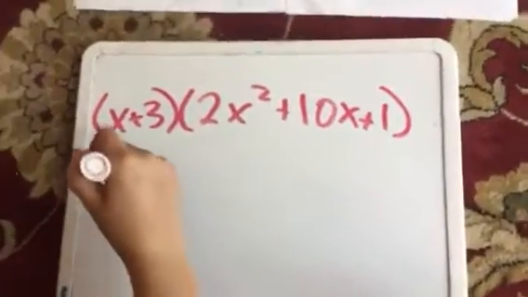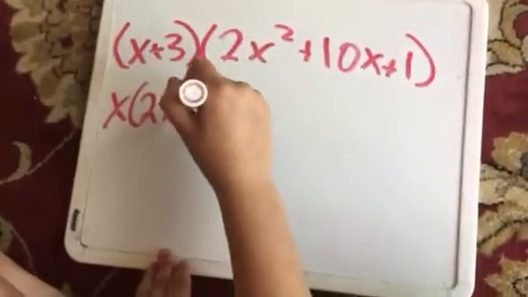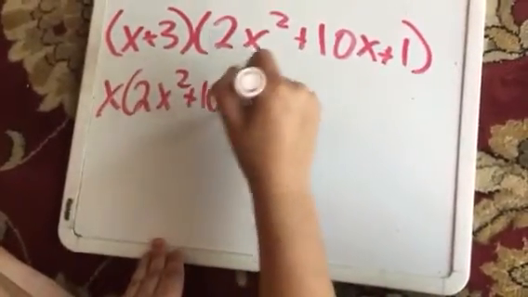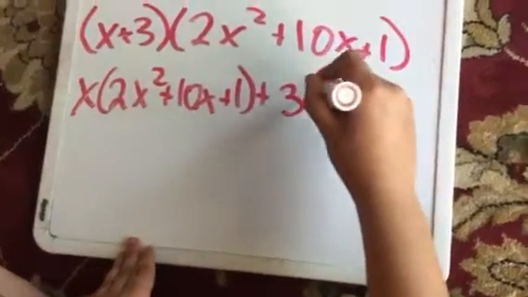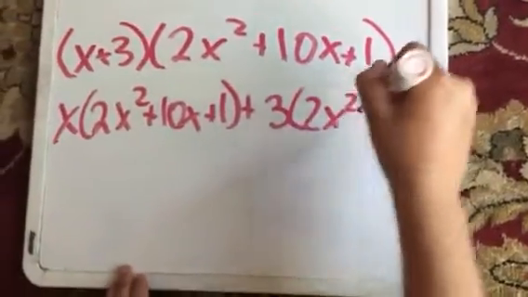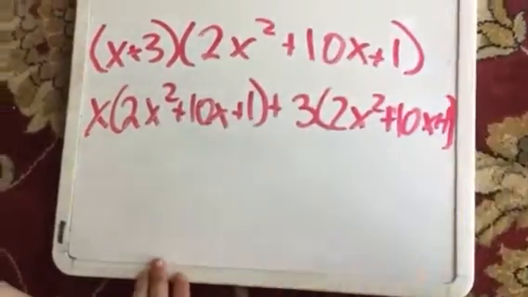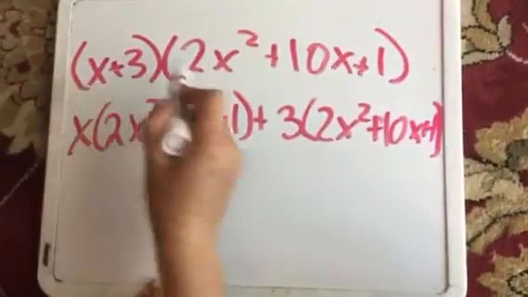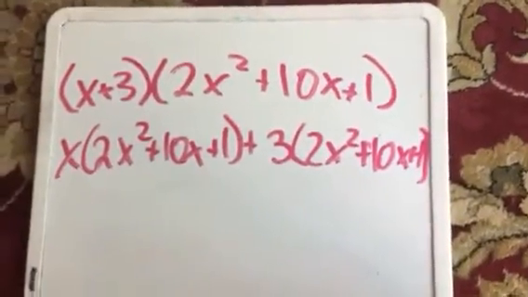So first you have to distribute and go x times 2x squared plus 10x plus 1, plus 3 times 2x squared plus 10x plus 1. All we did here was put the x with the 2x squared plus 10x plus 1 and then do the same thing with the 3.